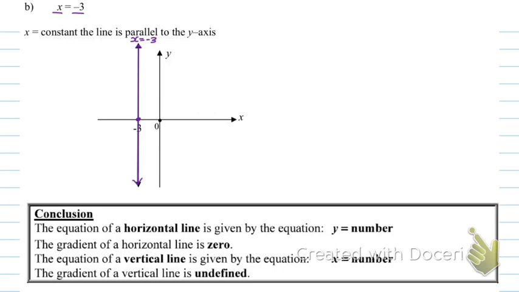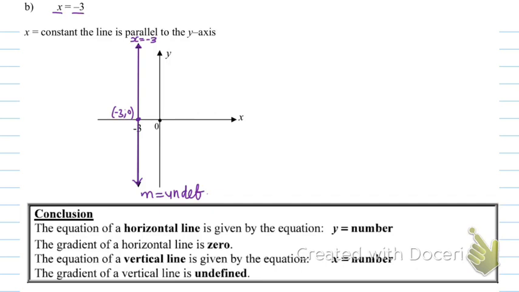It's parallel to the y-axis, and I'm going to write the coordinate of the x-intercept, and the gradient of this line, if you can remember from analytical geometry, is undefined. A vertical line is too steep, so the gradient of a vertical line is undefined.